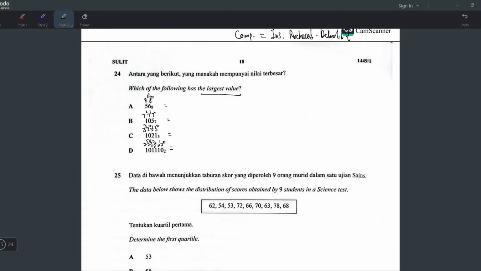Now darab. So dia akan jadi 8 power 1 times 5 plus 8 power 0 times 6. So the answer is 41 base 10. Next one, 7 power 2 times 1 plus 7 power 1 times 0, which is 0, so 0 tak payah tulis. And then 7 power 0 times 5 lah. So you akan dapat 49 plus 5, 54 base 10. Let me just use my calculator to press. Okay, betul lah.